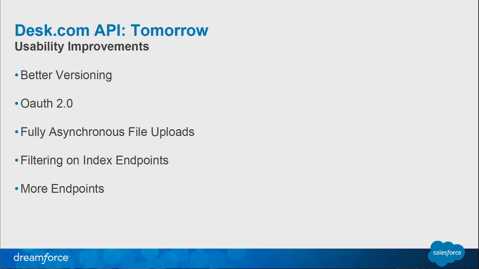OAuth 2.0 has been a big request that we've had from several customers. Really, my apologies for not having done it yet, but we're committing to getting that done soon. Fully asynchronous file uploads has also been a sore spot for a few of our customers that have slower bandwidth. Right now, we upload everything direct to our servers, and some people hit timeout limits.